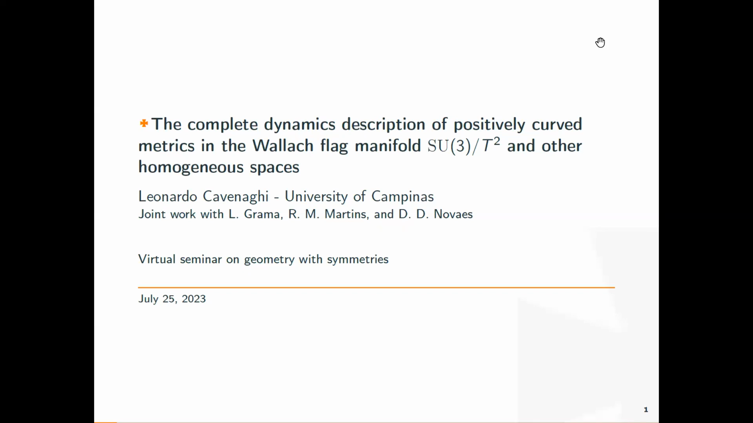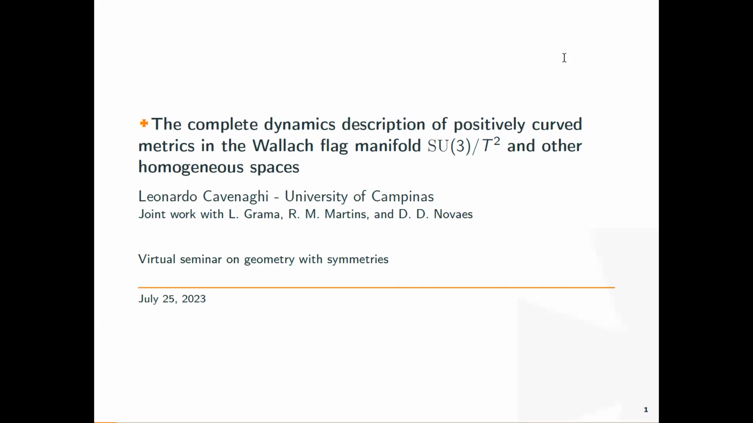Okay, so this work is about the dynamics description of positively curved metrics, of course in the Wallach flag manifold, but also on some other homogeneous spaces. I shouldn't tell you, especially in a seminar, why homogeneous spaces matter, but I would like to put some effort into making you understand why homogeneous spaces are really important to me, especially because of the kind of work that I am doing.